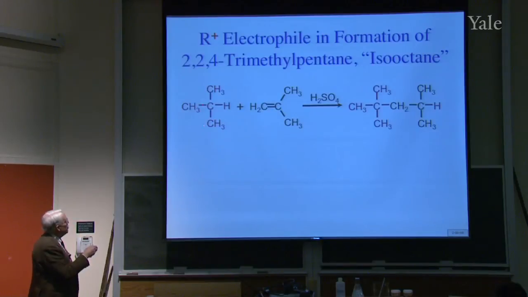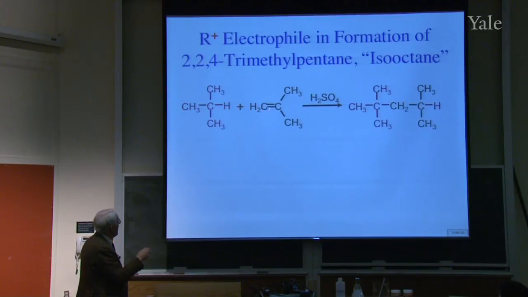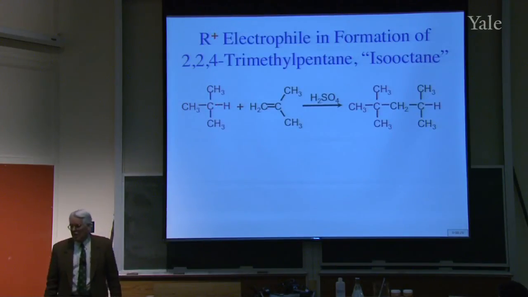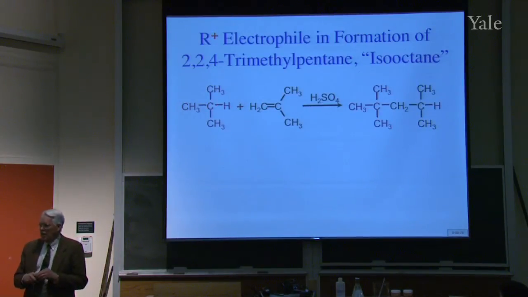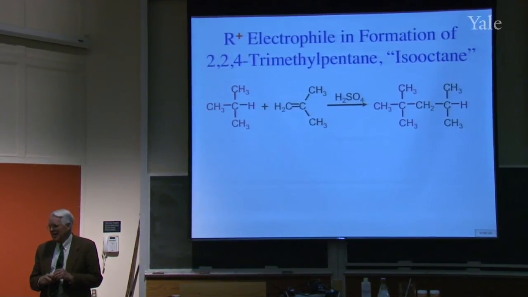Notice you can take isobutane and isobutylene, react them with H2SO4, and add the elements of the isobutane, and I've colored them because you can do isotopic labeling to see what's what. Notice that what added to the alkene was this CH sigma bond. How do you like that, Noel? Can you see any problem with doing a reaction like that?